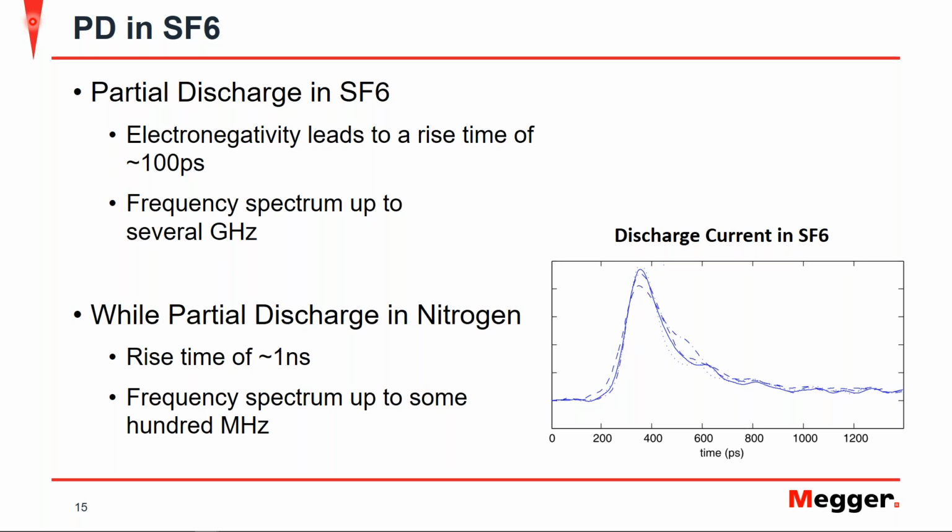And just to give you a comparison with nitrogen, which is representative of air insulation, since air is 98% nitrogen, the rise time is more in the area of 1 nanosecond, which translates to a frequency spectrum of 100 megahertz. So you can see the large difference there in the rise time and therefore the frequency, which makes us have to take certain measures and use certain sensors or antennas to decouple and measure these partial discharges.